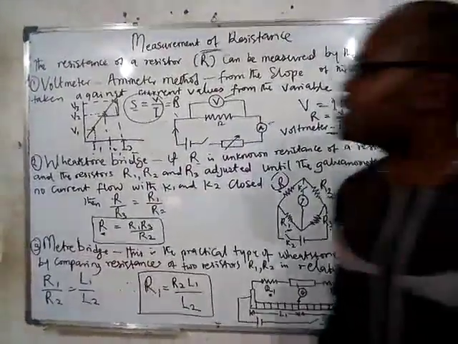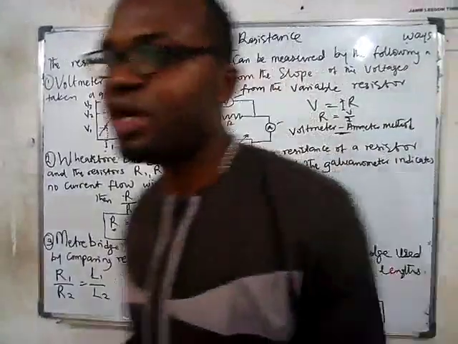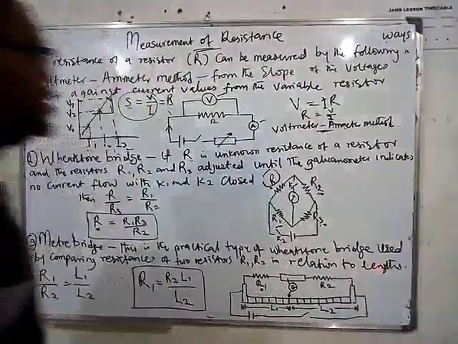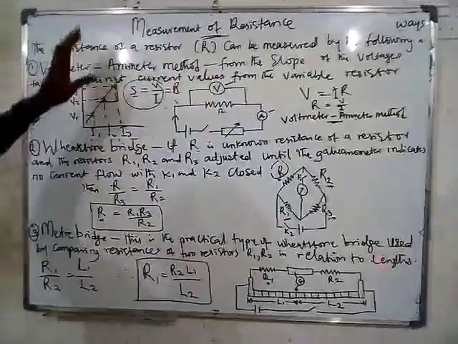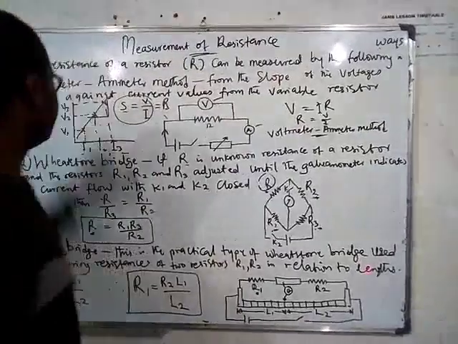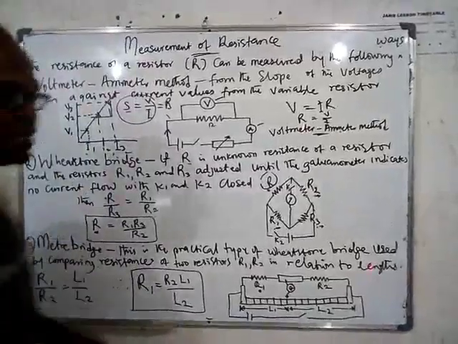So JAMB is going to ask you which of the following is not a method of measuring resistance of a resistor. So whenever you see these as part of the options, know that there are ways of measuring the resistance of a resistor: voltmeter ammeter method, Wheatstone bridge method, and meter bridge method.